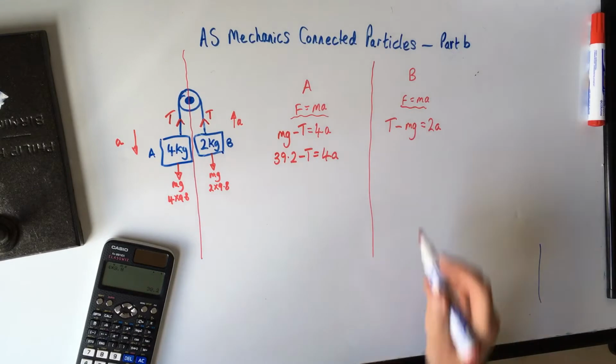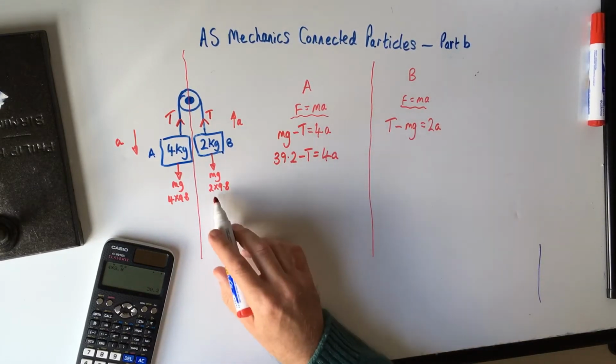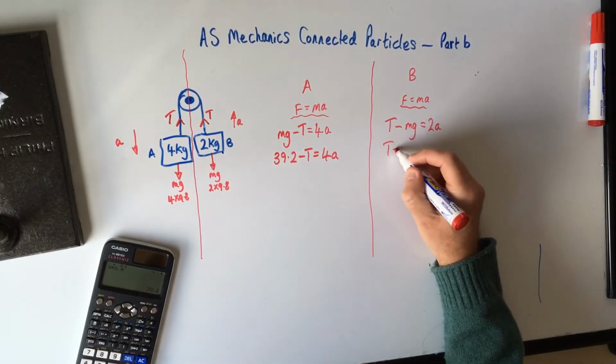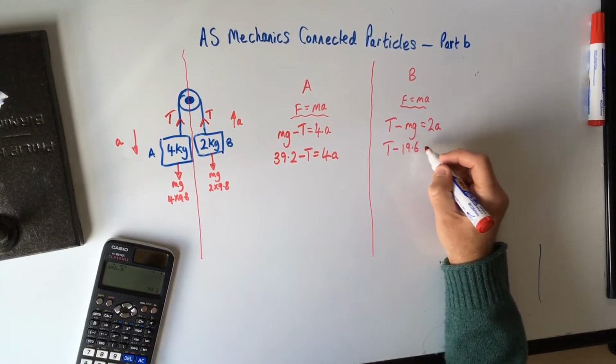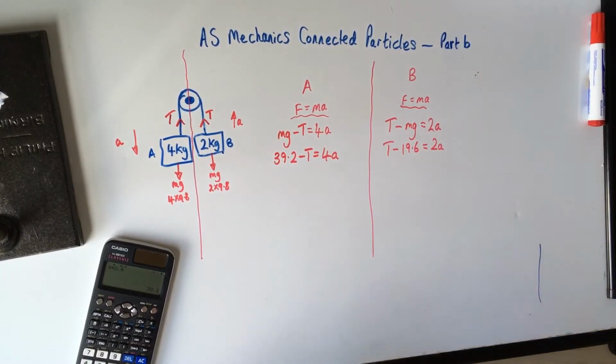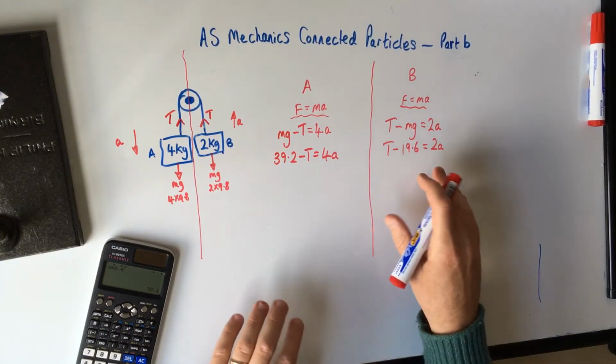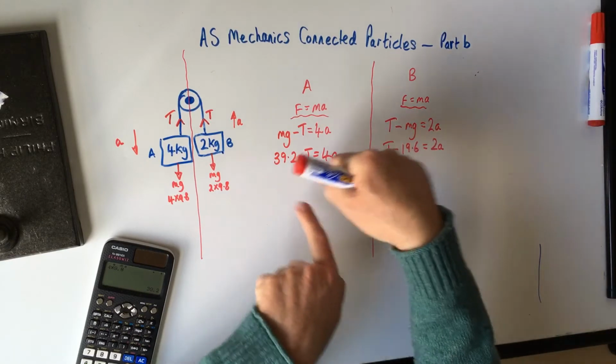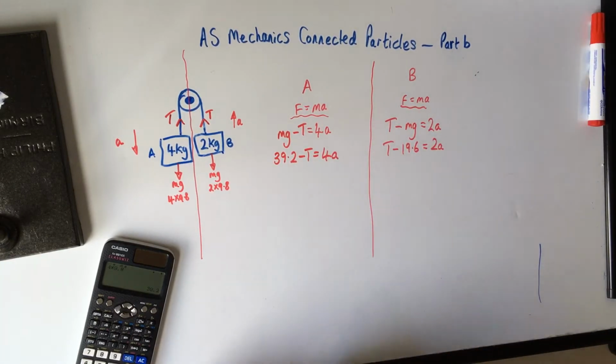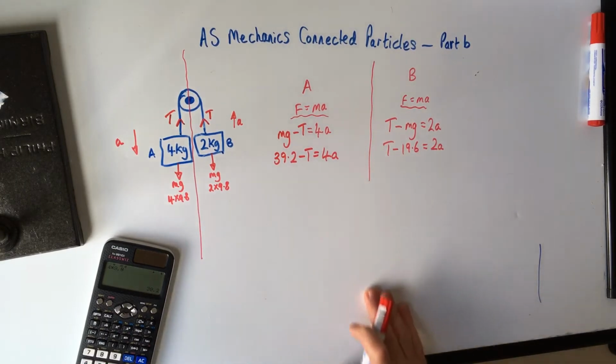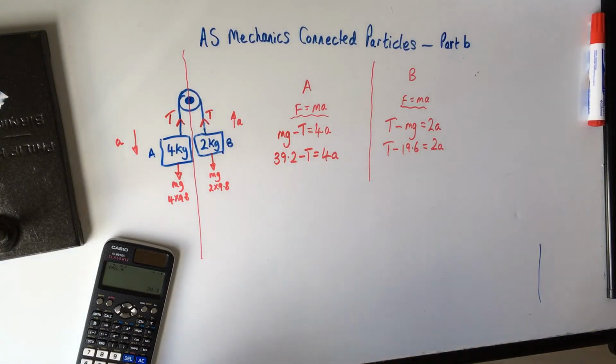So we've got this equation. We know what mg is for this side. It's 2 times 9.8, which is 19.6. So T minus 19.6 is equal to 2a. Now we've got two equations and two unknowns, and we can solve those simultaneously. Now it's entirely up to you. Be careful with minuses. You can just write that the other way around and line them up by the elimination method if you want. I sometimes do it that way. It's entirely up to you, but you're just substituting one into the other.